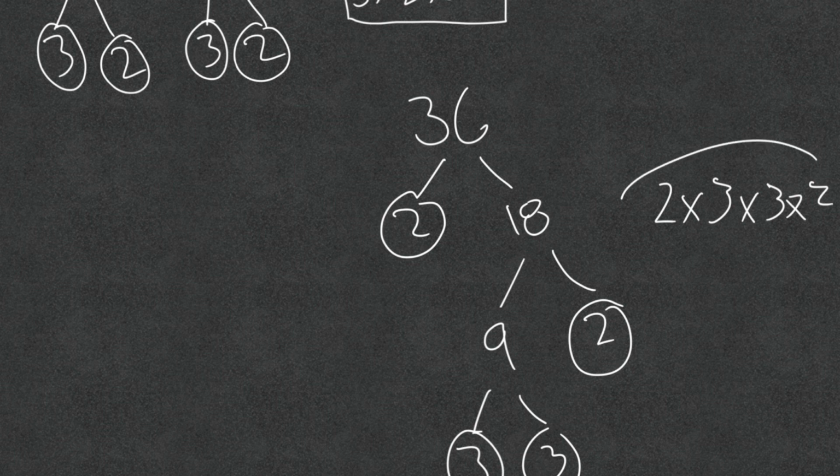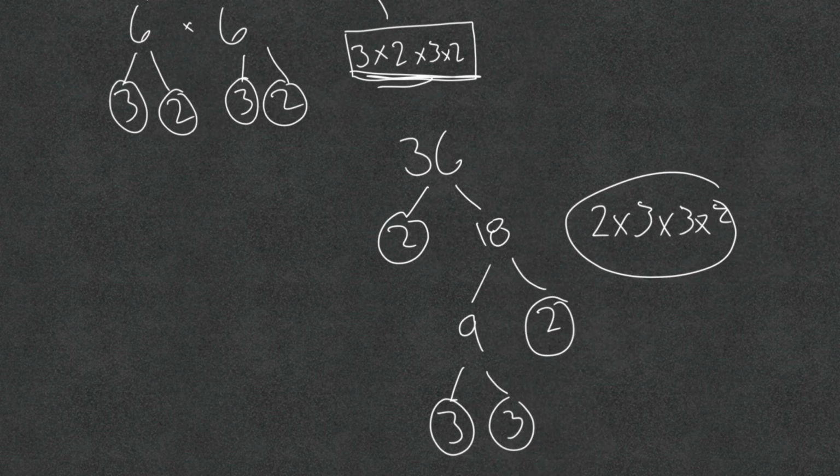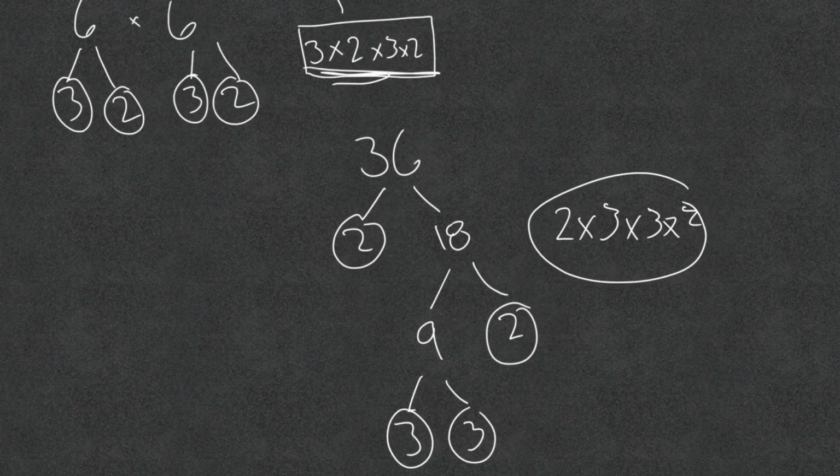Now these numbers here are going to be the exact same as these numbers. It doesn't matter what branches we use to get to the prime factors, they're going to be the same. If we multiply these numbers here, it's going to give us 36. We multiply these numbers here, it's going to give us 36. Why? Because they're the same numbers: 3, 3, 2, 2.